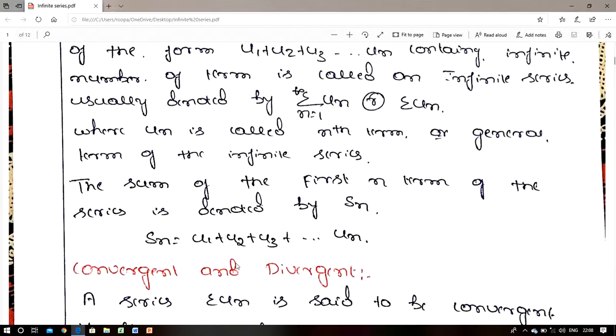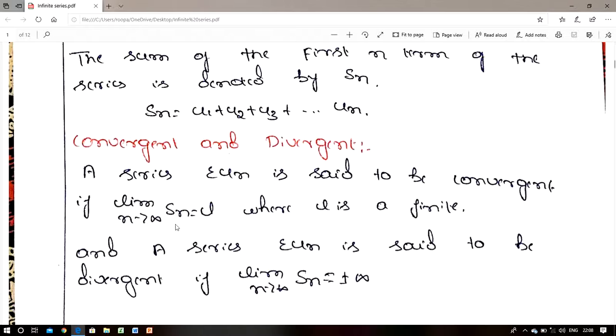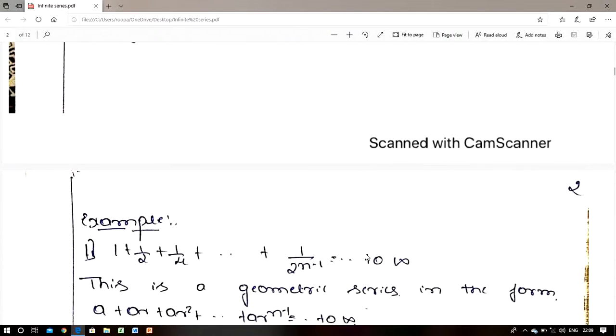Next we come to convergent and divergent series. A series summation un is said to be convergent if limit n tends to infinity, Sn is equal to L, where L is finite. The series is said to be divergent if limit n tends to infinity, Sn is equal to plus or minus infinity. Suppose the limit of Sn as n tends to infinity has a finite value, then it is convergent. If we get an infinite value, then it is called a divergent series.